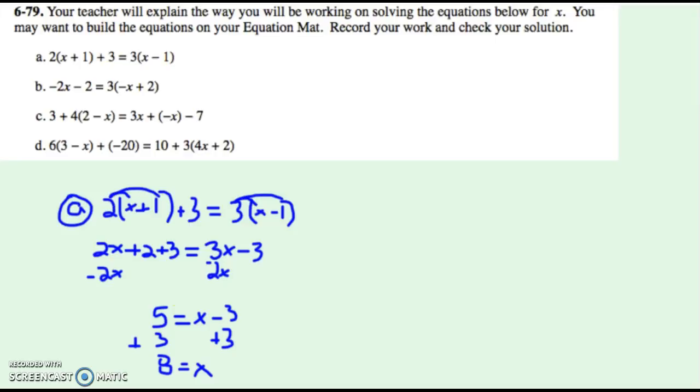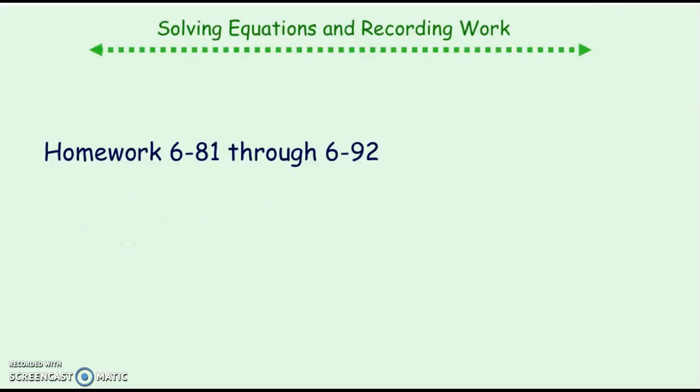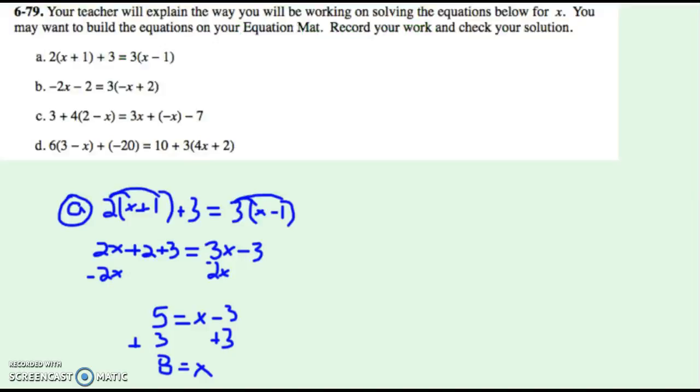Okay, for B, C, and D, I'd like you to try those on your own. If you need help, you can work with a partner or you can ask your teacher for help. When you finish these, I would like you to fill out the form that's on Google Classroom and check your answers. Once you finish with that, then you will get the homework 81 through 92. So make sure you go back and finish B, C, D, fill out the form on Google Classroom, and then you can get your homework. Good luck.